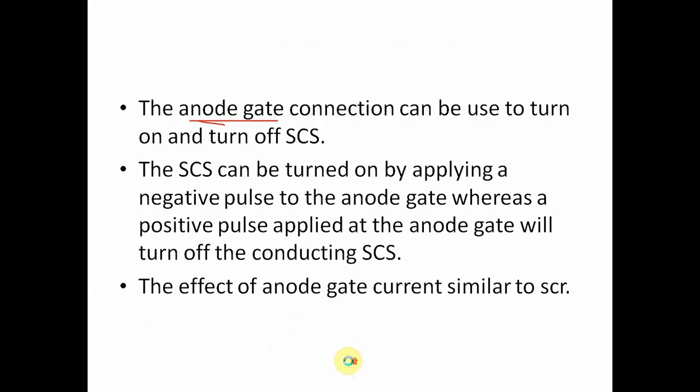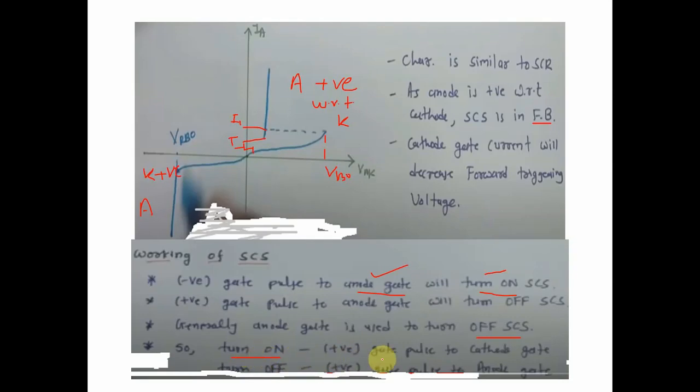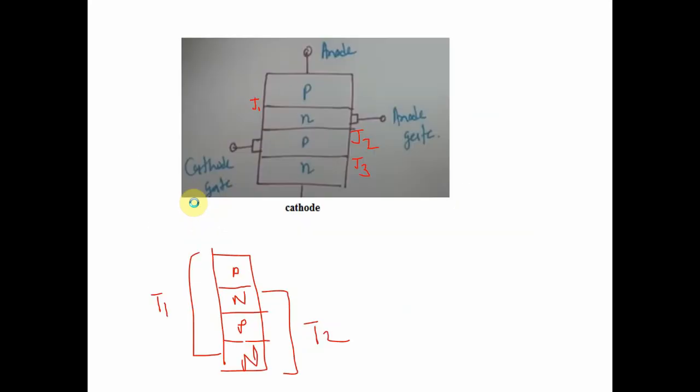The important point in SCS is that to turn on SCS, a positive gate pulse is applied to the cathode gate, and to turn off SCS, a positive gate pulse is applied to the anode gate. Here the two gates are present. See here, this one is the anode and this one is the anode gate. This is the cathode and this is the cathode gate.